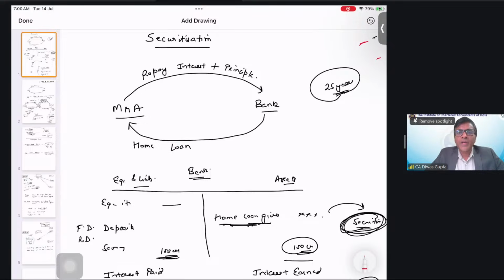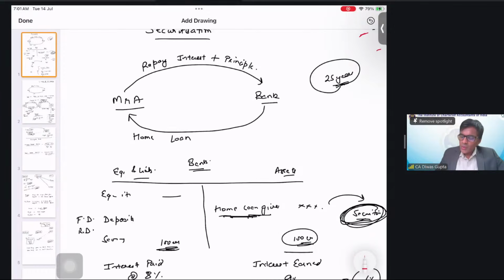My name is Devas Gupta, and today we will be having the discussion around the live revisionary classes on the topics of securitization and derivatives. So let's start with the topic of securitization. We are going to briefly cover and revise the concepts. We will also do some fresh questions, and then also we will do some MCQs.